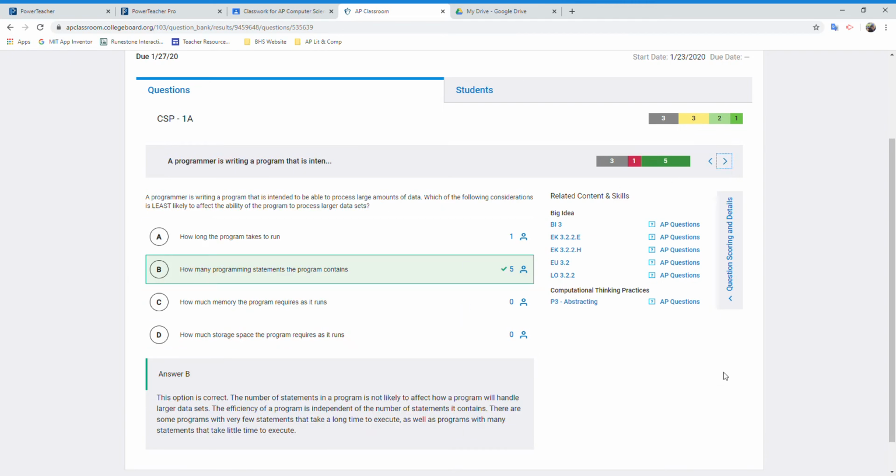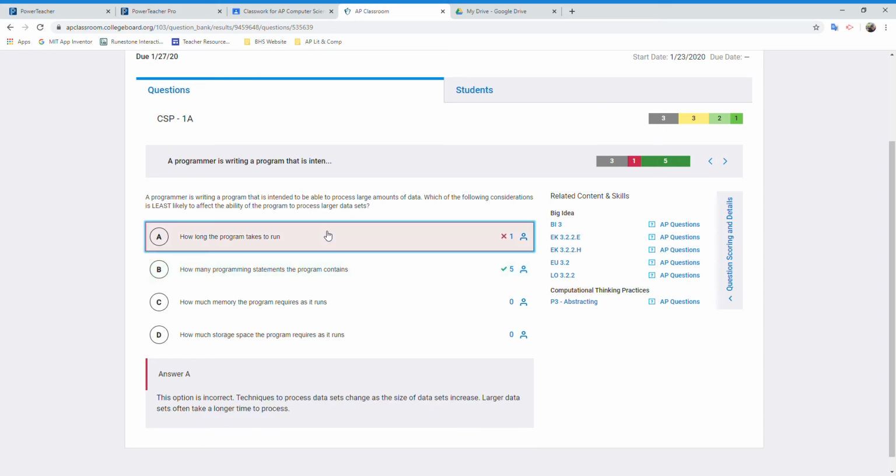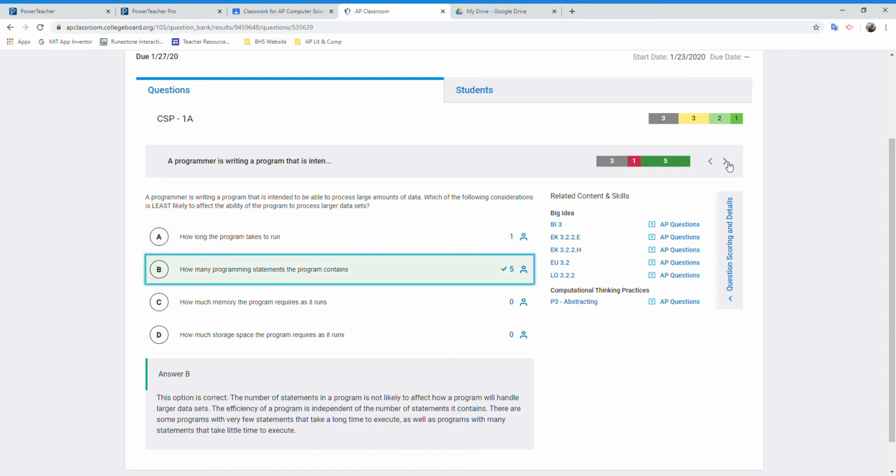Now, this next question, program that is written, this is the one that talks about which of the following considerations are least likely to affect the ability of a program to process larger data sets. Most of you got it. How many program statements the program contains. That doesn't impact it. How long a program takes to run won't impact it. So techniques to process data do change as larger data sets increase. So larger data sets often take a longer time to process. And it's about least likely to affect the ability. So this one will impact it. This one won't. That's why.